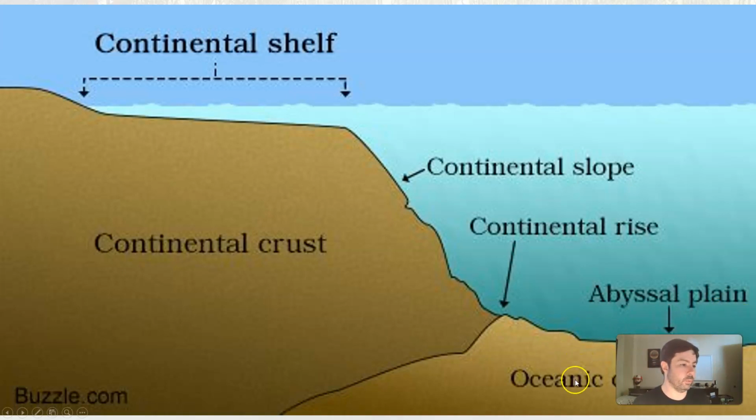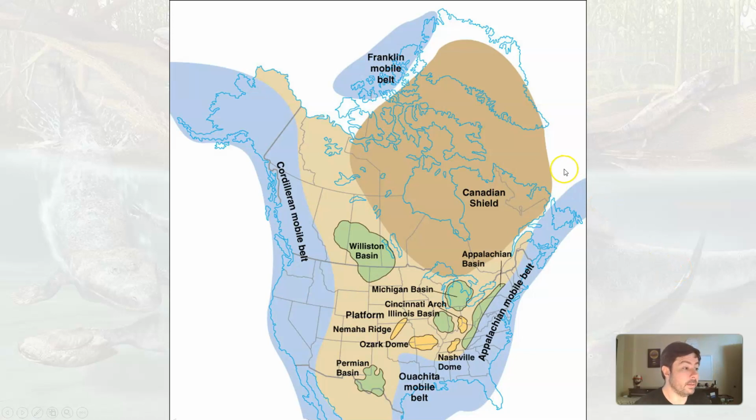But this is also where the continental crust is meeting the oceanic crust. So, this is what North America, Laurentia, looks like towards the end of the Paleozoic. So this is the end of everything. We're going to explain a number of things here.